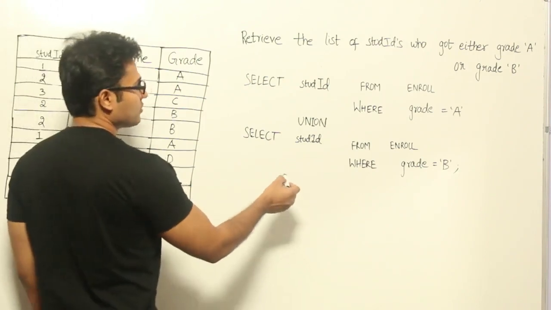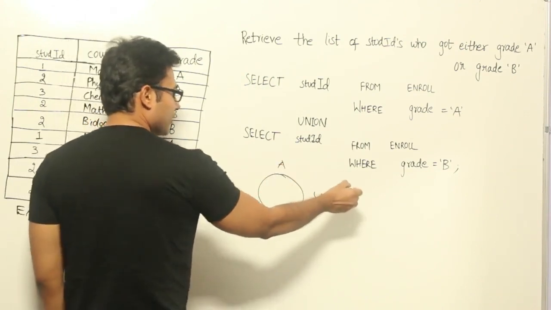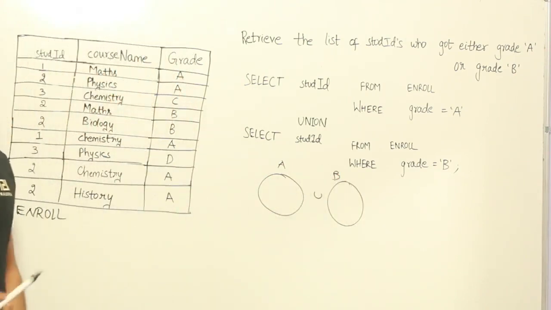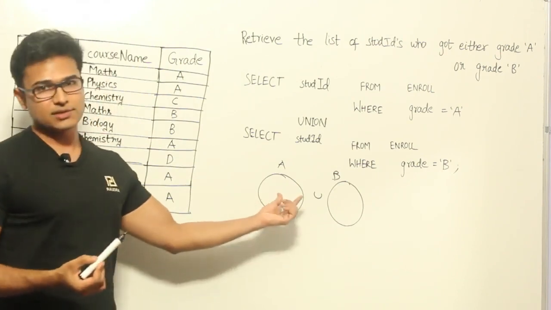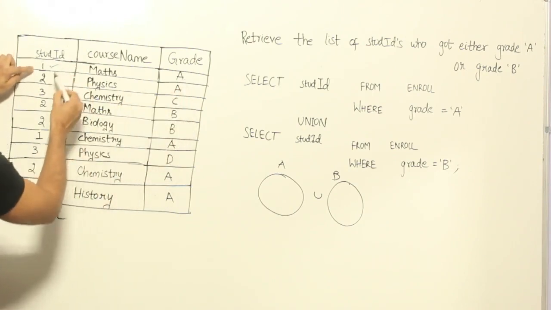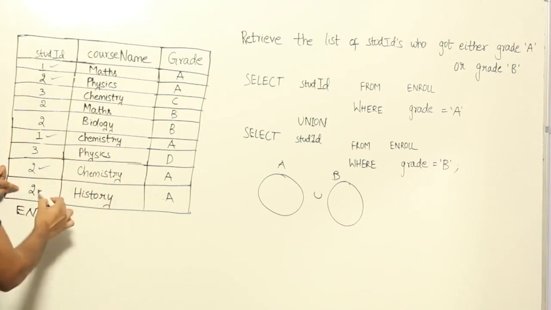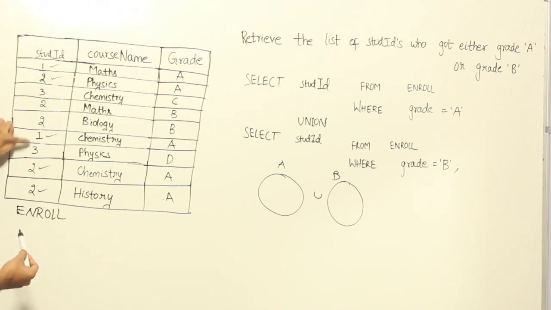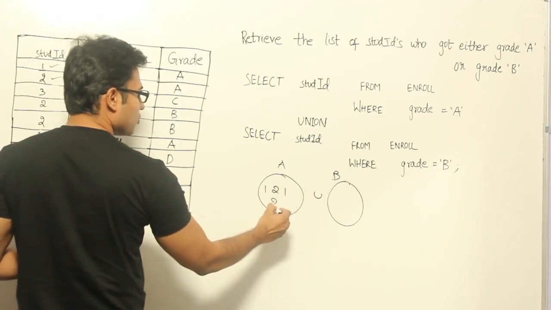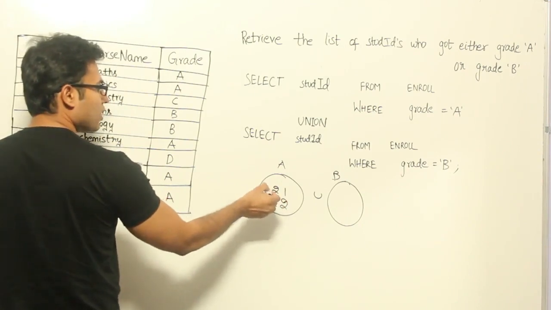It is a union between what? The set of all students who got grade A, union the set of all students who got grade B. So it is actually a union between these two sets, right? Now let's find out the set of all students who got grade A. If you observe, grade A is here, and here, and again here, and again, and again, right? Therefore you are going to get 1 2 1 2 2. So this is the set of all student IDs who got grade A.